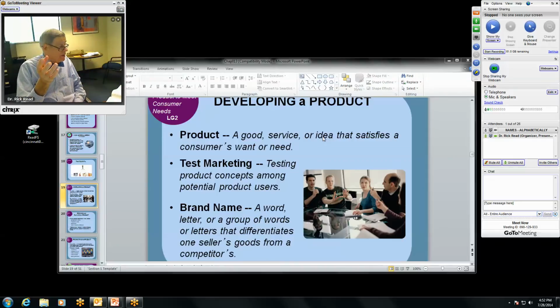Now, we're going to talk just a little bit about brand name, and we're going to get into that a little more as we go through this evening. A brand name is a word, a letter, or it could be a symbol that differentiates a seller from all of his or her competitors.